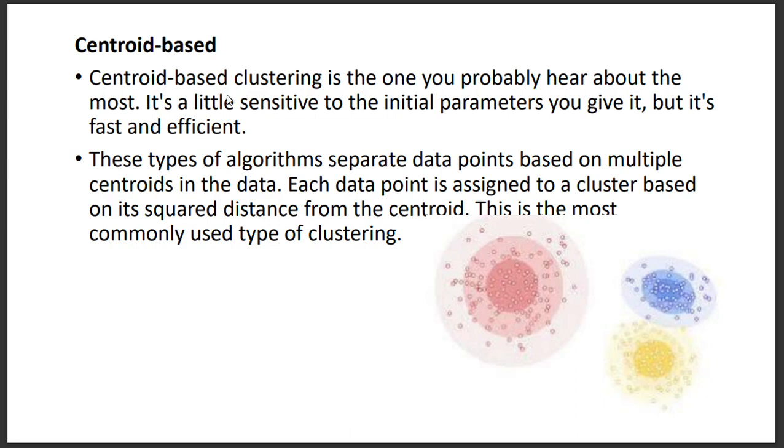Centroid based clustering is the one you probably hear about the most. It needs few parameters from you, and it's fast and efficient. This type of algorithm separates data points based on multiple centroids. Each data point is assigned to a cluster based on squared distance from the centroid. This is the most commonly used type of clustering. We can see the nearest neighbor.